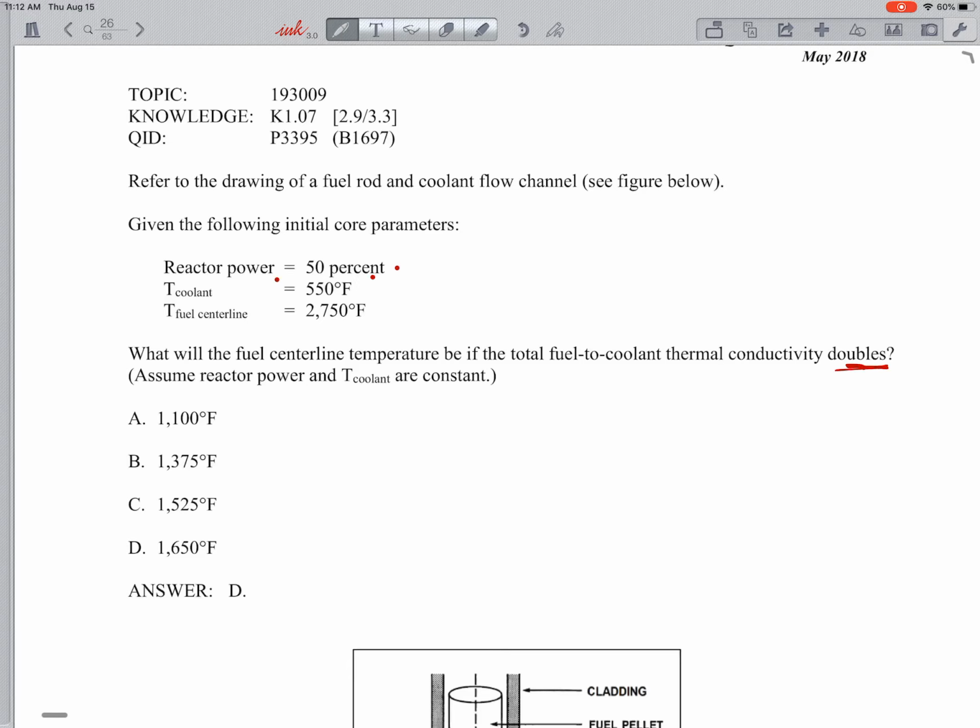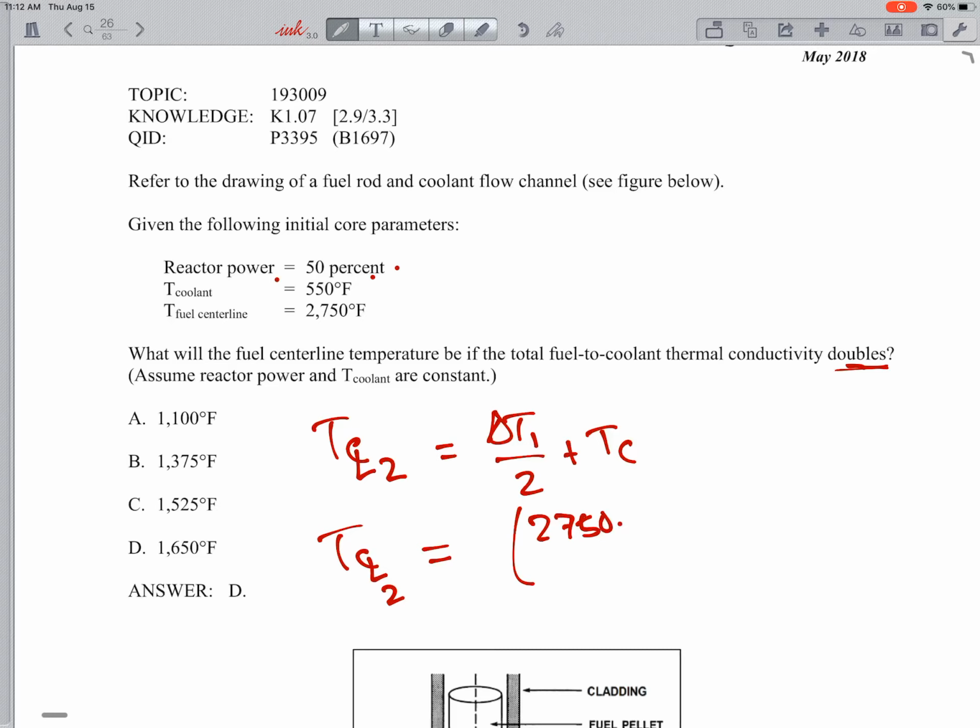Again, doubles, okay? So temperature center line at state 2 is going to be equal to delta T1 divided by 2 plus temperature of the coolant, right? Temperature center line 2 equals 2750 minus 550 divided by 2. That's going to be 2200 divided by 2, 1100 plus 550, and that's going to equal 1650.